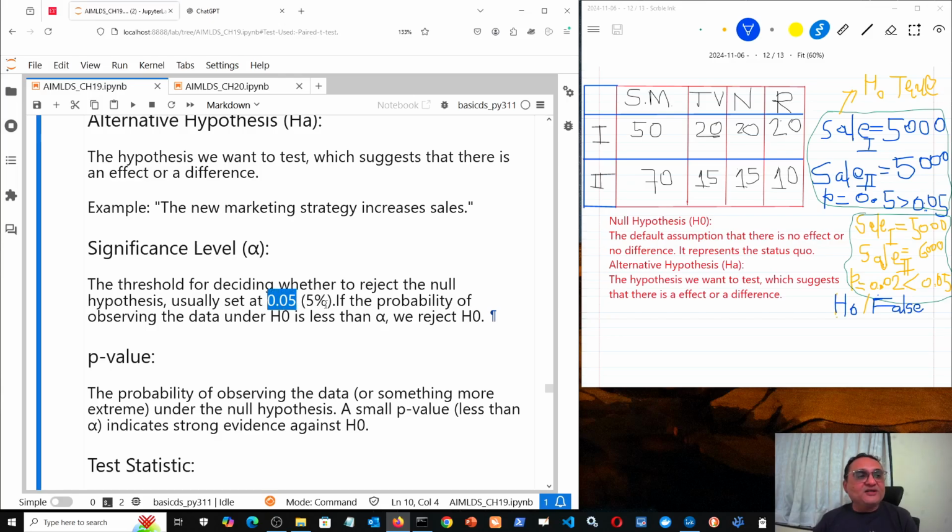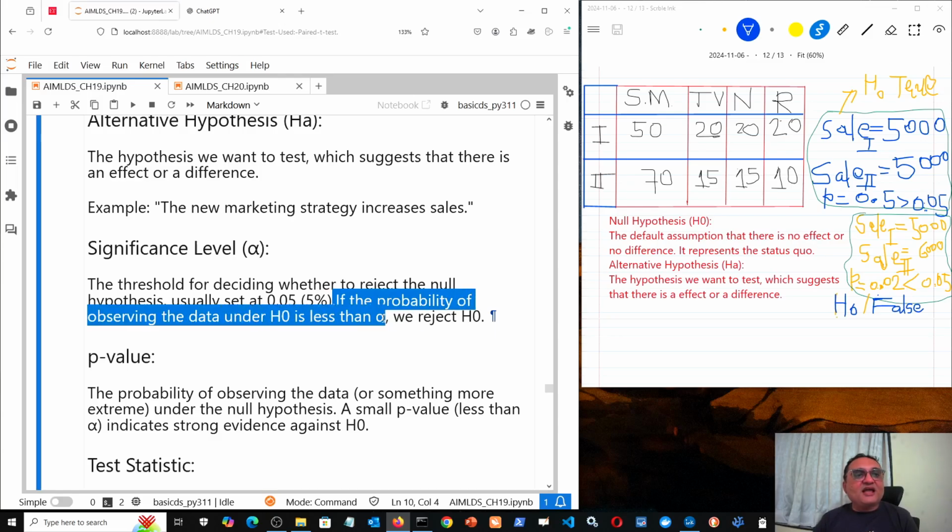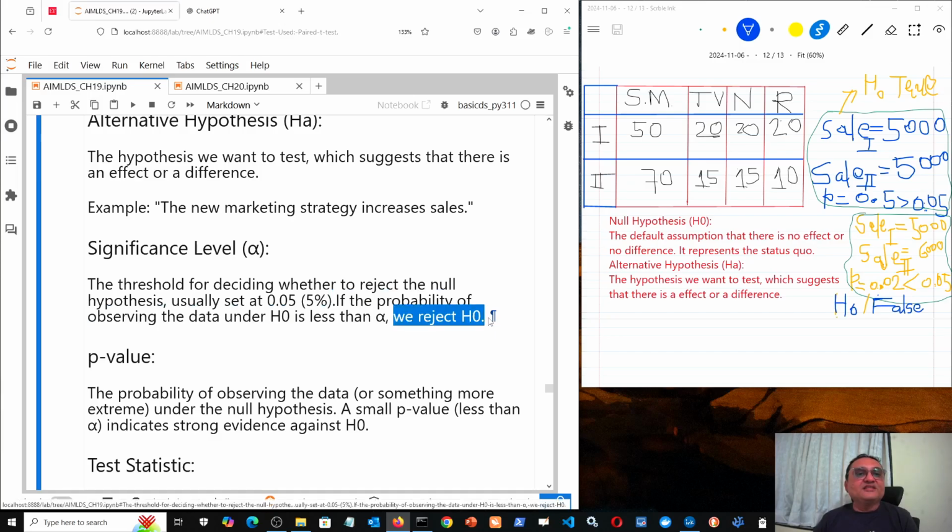Okay. So if it is 0.05, what does that mean? If the probability of observing the data under H0 is less than alpha, then we reject H0. So what is the meaning? Say I find sales under the first strategy by taking 50 different samples from my entire organization, whose operations are spread over many countries, and then I find the mean sales for the first strategy and the mean sale for the second strategy, and I find that the probability P is 0.5. Now 0.5 is 50%. So it is greater than this 5% probability, right?